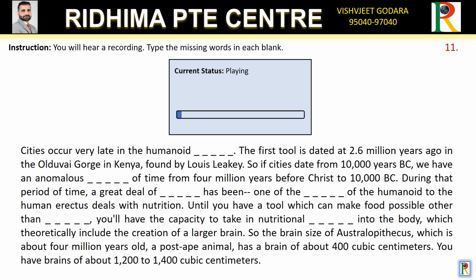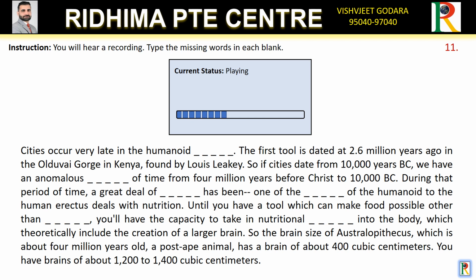Cities occur very late in the humanoid evolution. The first tool is dated at 2.6 million years ago in the Olduvai Gorge in Kenya, found by Louis Leakey. So cities date from 10,000 years BC. We have an enormous period of time from 4 million years before Christ to 10,000 BC.